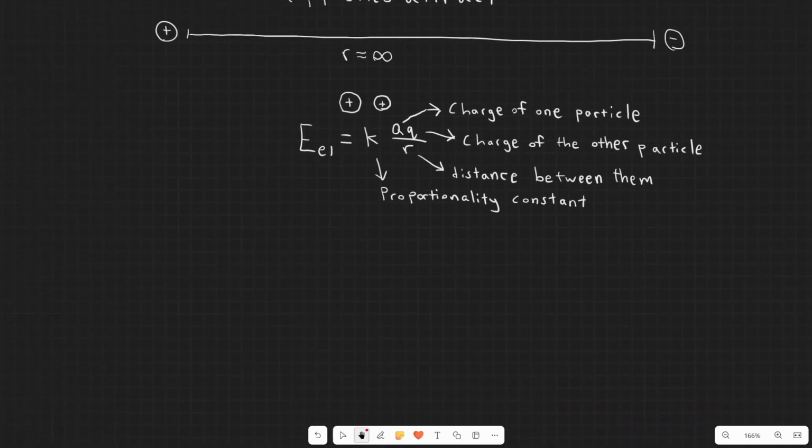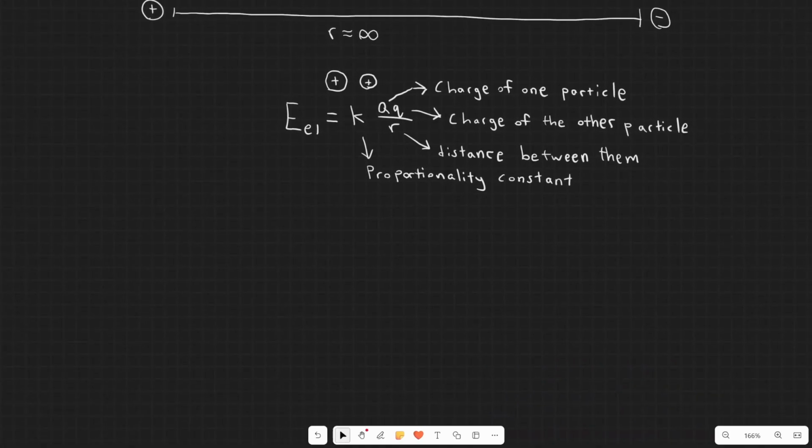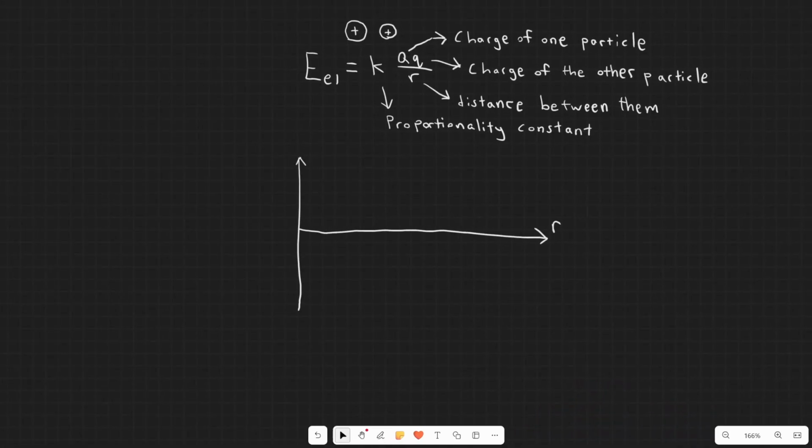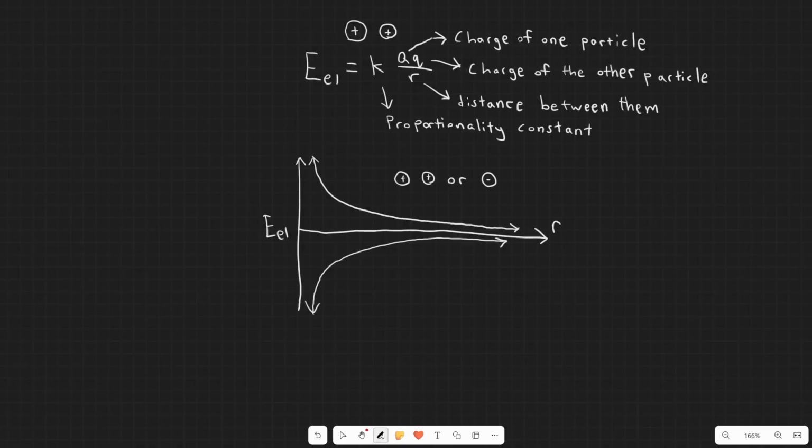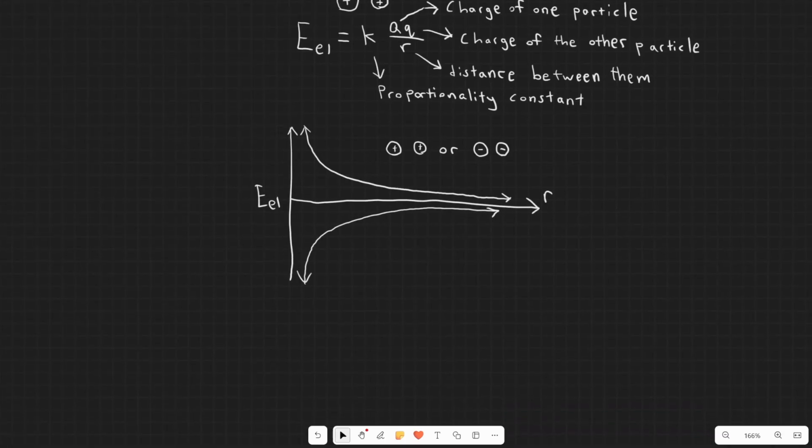If we graph this equation, we'll see that we get something that looks like this, where the line above the x-axis refers to whenever the charges are the same sign, while the line below the x-axis is associated with two particles containing opposite charges. As you can see, as the distance gets larger, the potential energy reaches zero, no matter the sign.